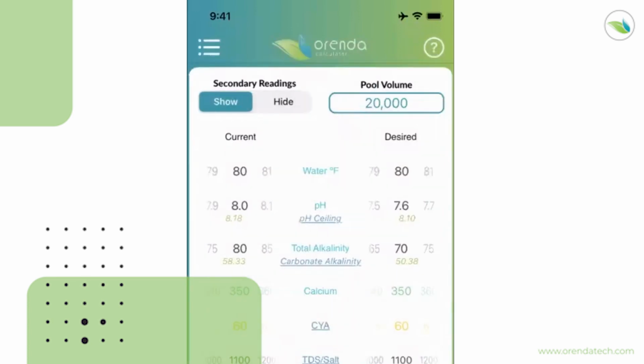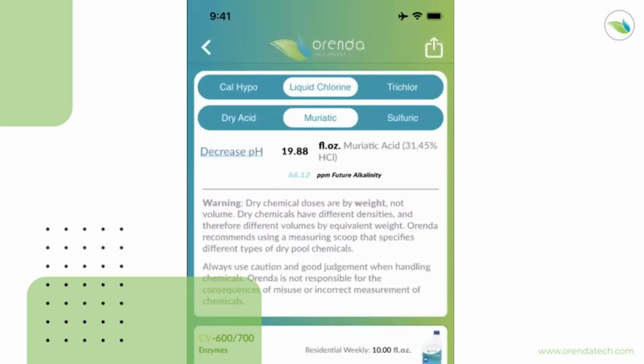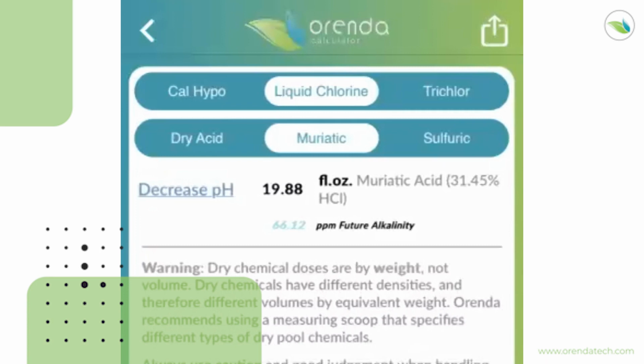Now, if I were not changing the alkalinity, Jared, I'm just going to leave it at, let's say, 70. And I'm only going to correct the pH. A different factor comes into play. You see that little blue number under decrease pH? Parts per million of future alkalinity. So I'm going from 70 parts per million total alkalinity down to 66.12 future alkalinity.